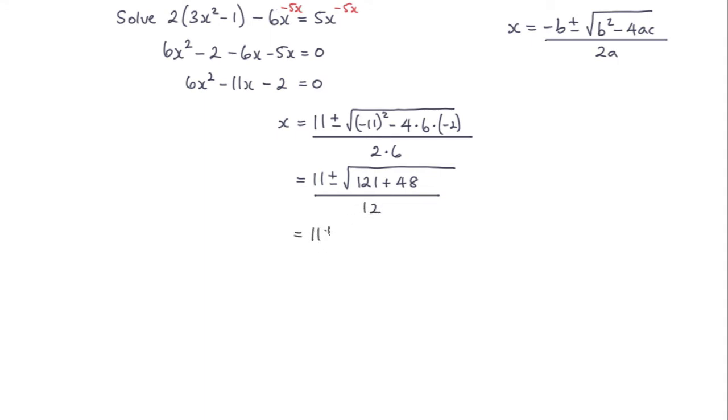So we have 11 plus or minus square root of, we've got 169 here, and that's over 12. So that's 11 plus or minus, well, the square root of 169 is 13, over 12. So x is either equal to, well, 11 plus 13 is 24, so 24 over 12 is 2. Or 11 minus 13, that would be negative 2 over 12, so that would be negative 1/6.